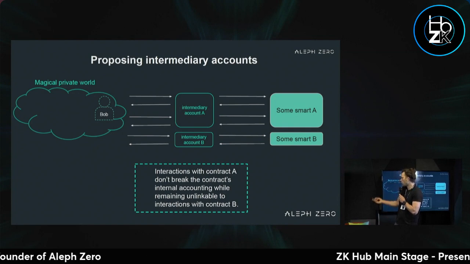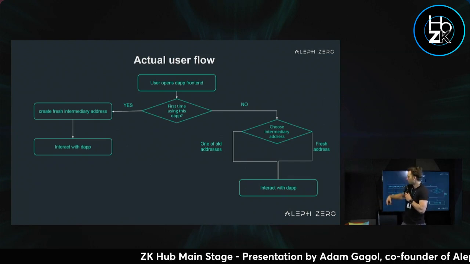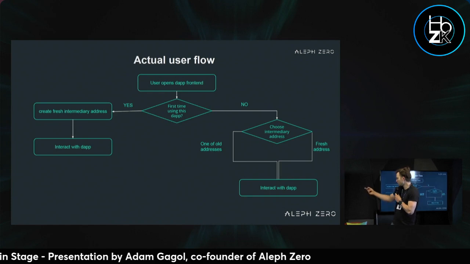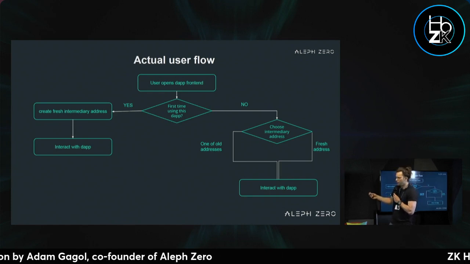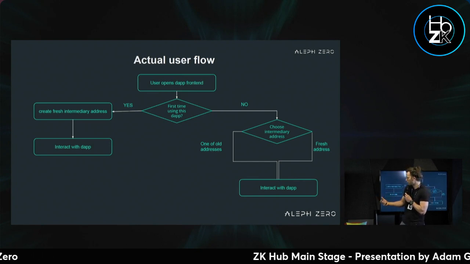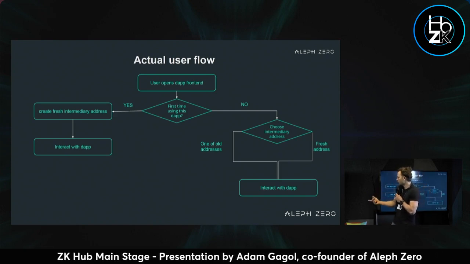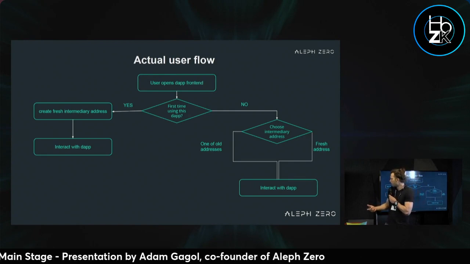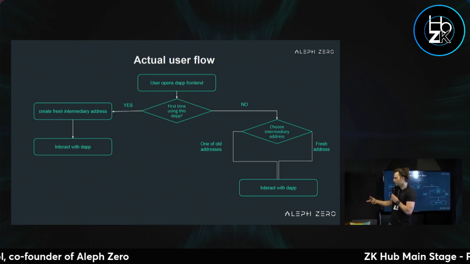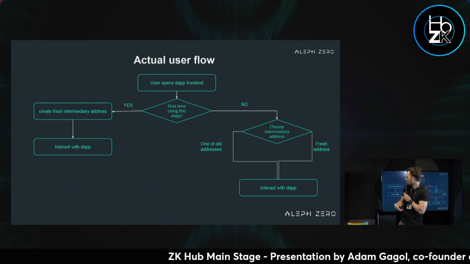So how the final flow should actually look is something like this. The user opens some application. Then the question is: is it the first time the user is opening this particular dApp? This is a question which does not need to be asked to the user. The wallet can just remember that. If the answer is yes, this is the first time the user is using this particular app, then it's clear that a fresh intermediary address can be created, because there is no previous interaction to which it would be possible to refer.